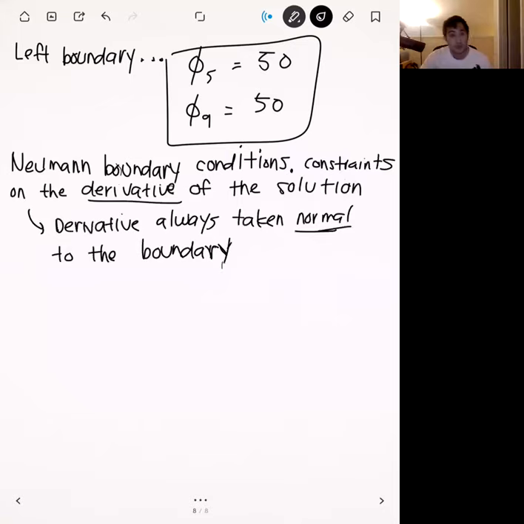Okay. And so let's start with the top. Let's start with the top boundary then. Okay. And so let me draw the top boundary here, or at least part of it, just so that you can get a glimpse of it.